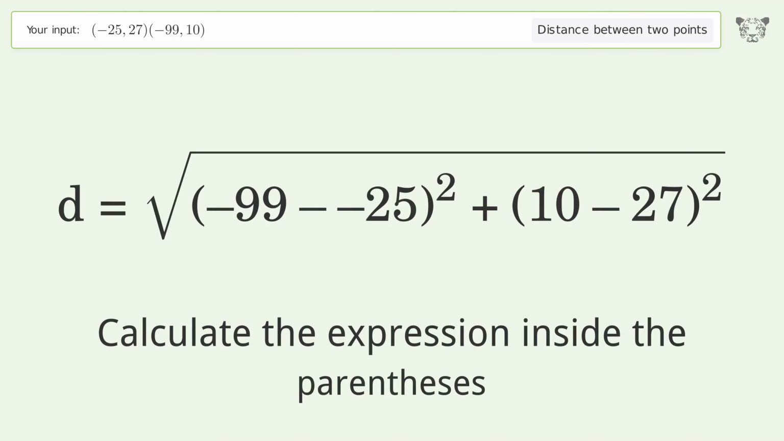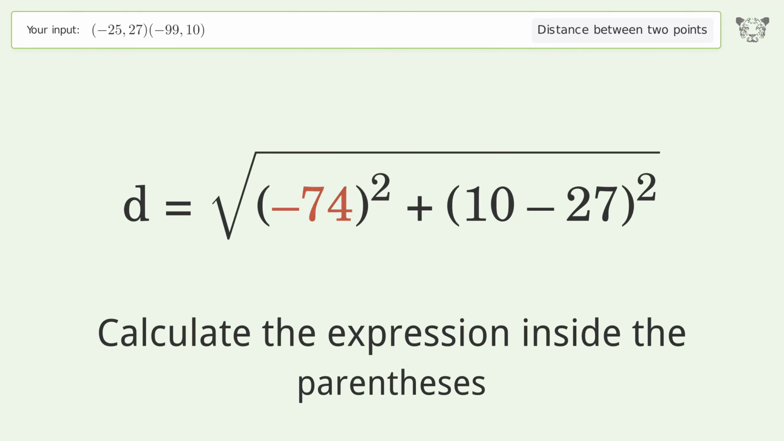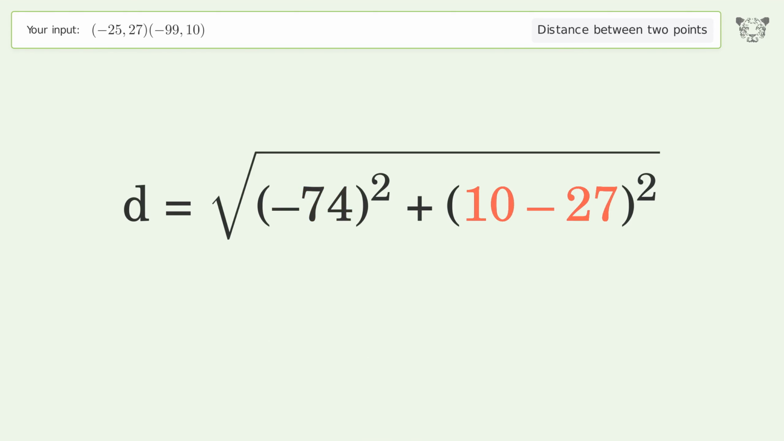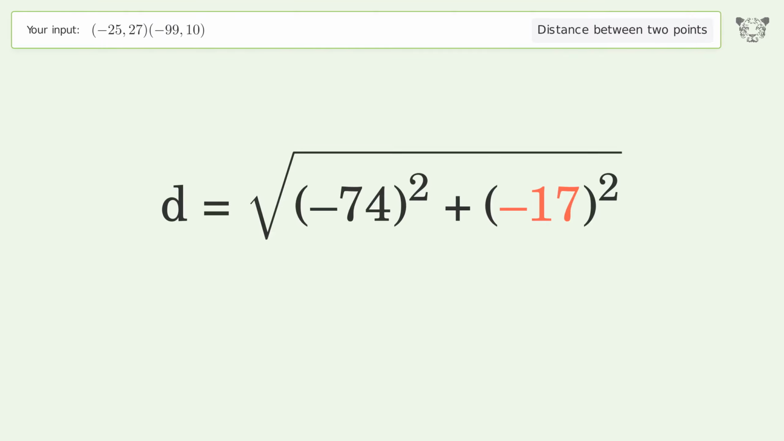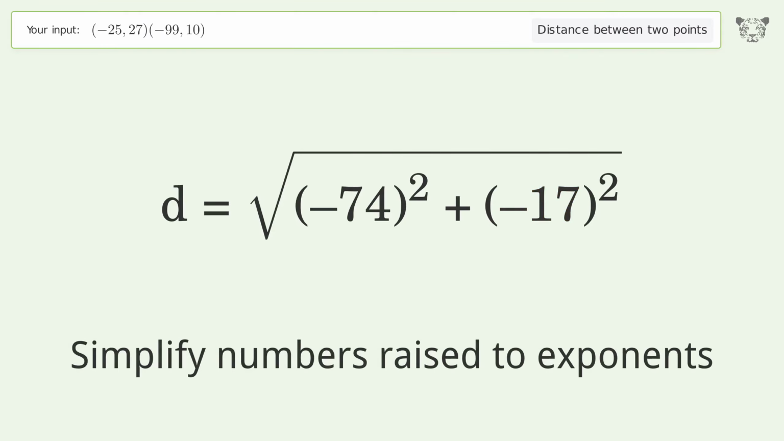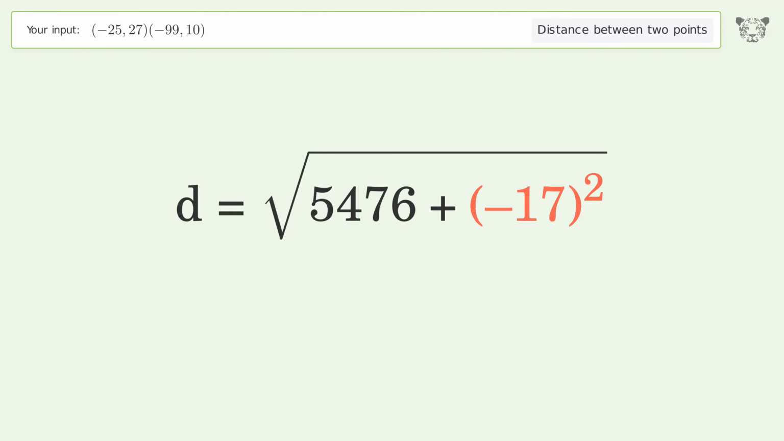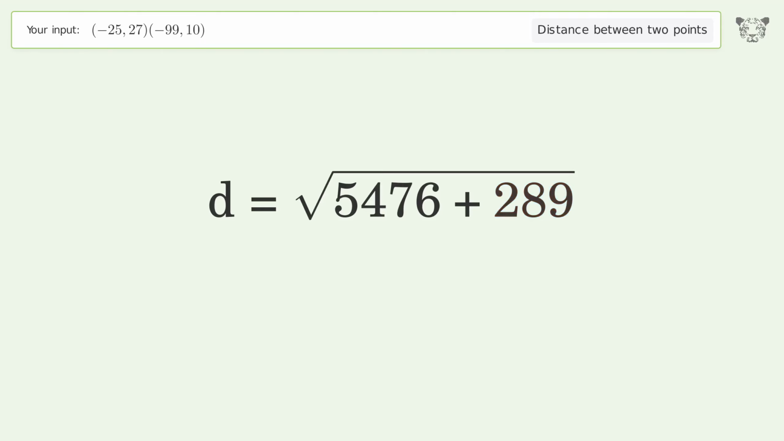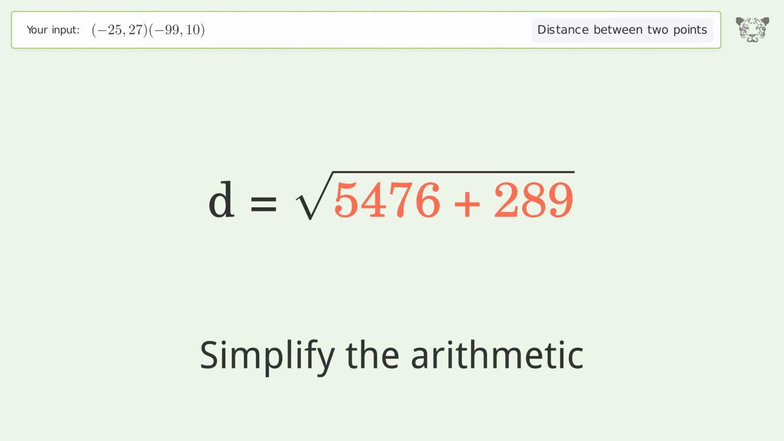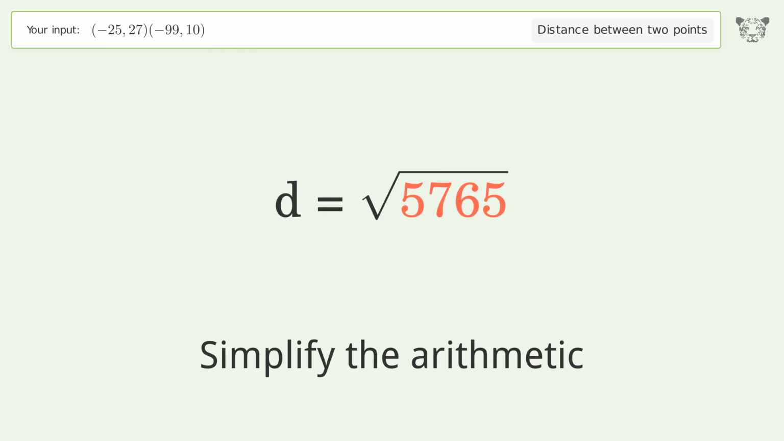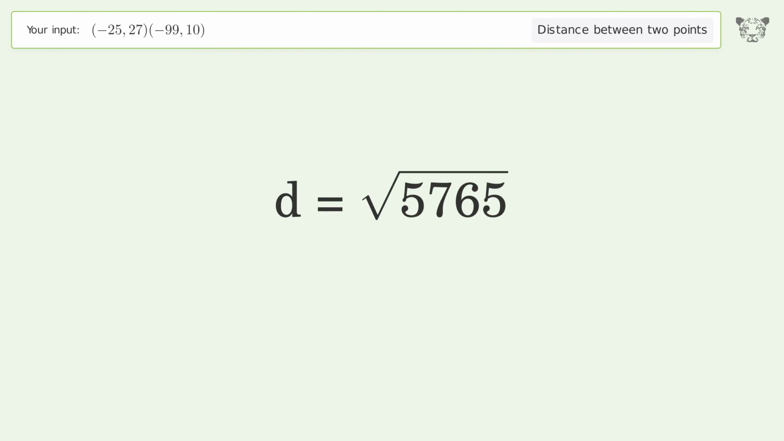Calculate the expression inside the parentheses. Simplify numbers raised to exponents. Simplify the arithmetic. And so the distance between the 2 points is the square root of 5,765 or 75.928.